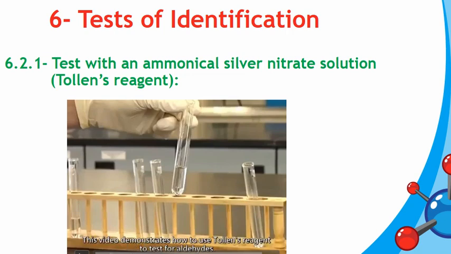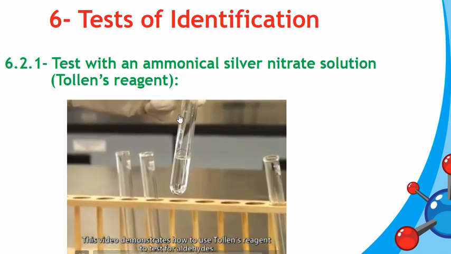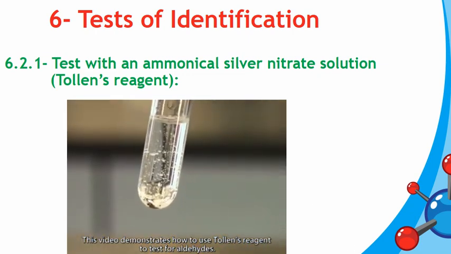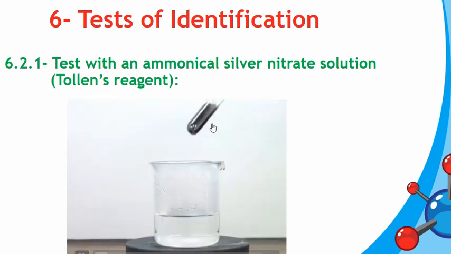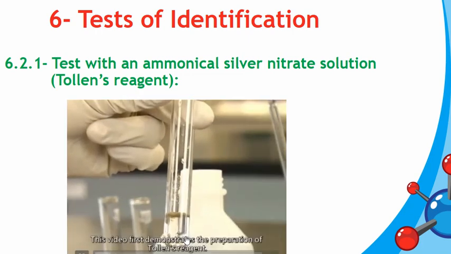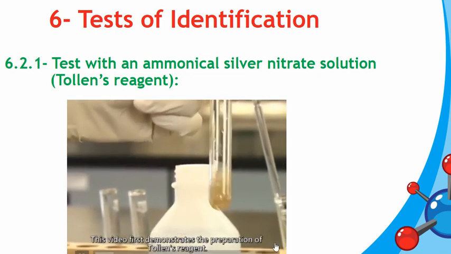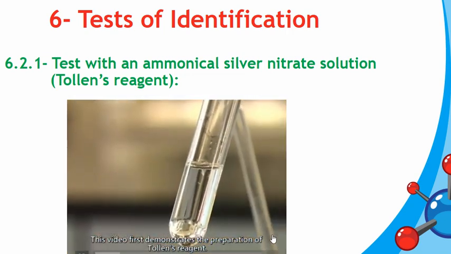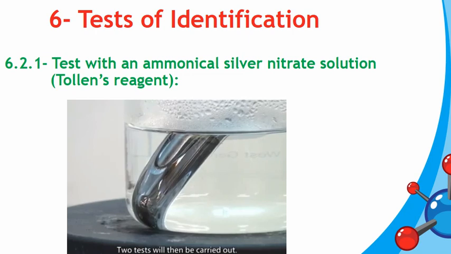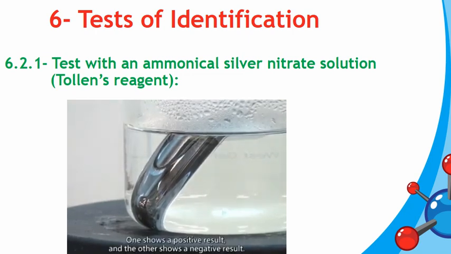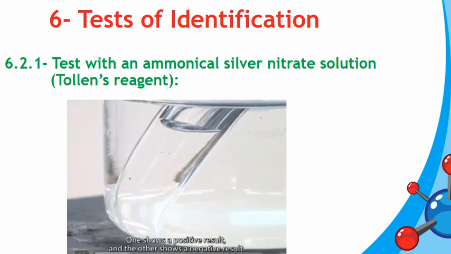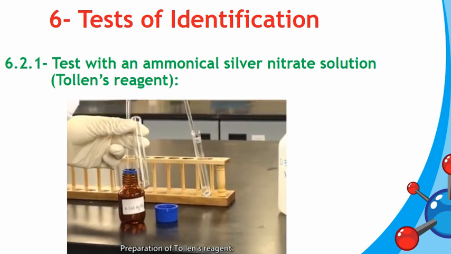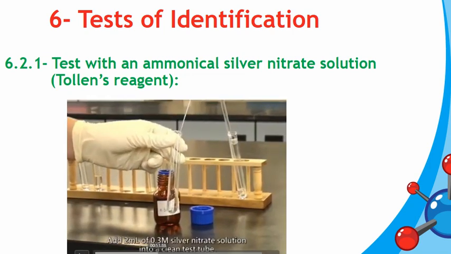This video shows this experiment. This is the silver mirror observed. Preparation of Tollen reagent is not needed, it is outside of our curriculum. This is the negative test. Okay, we don't need preparation of Tollen reagent.